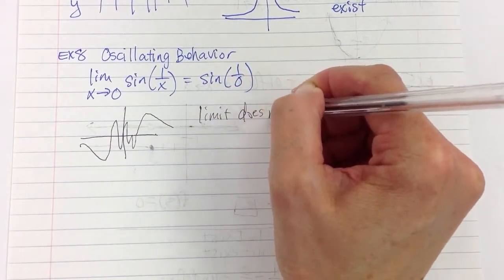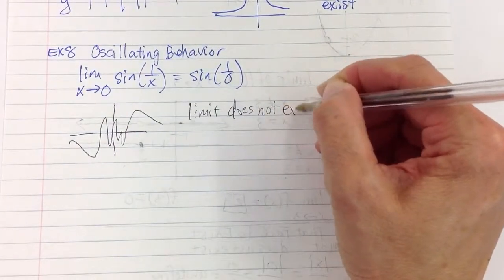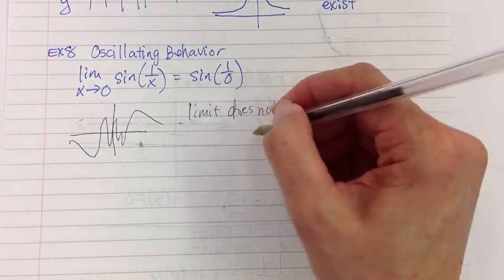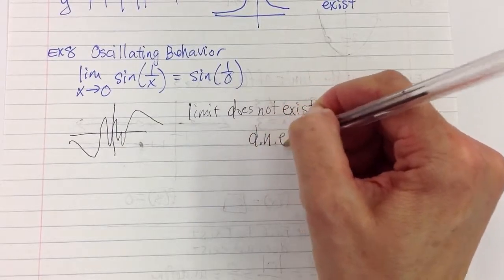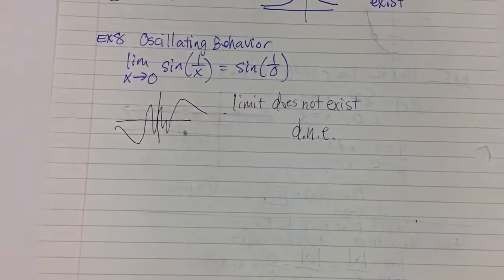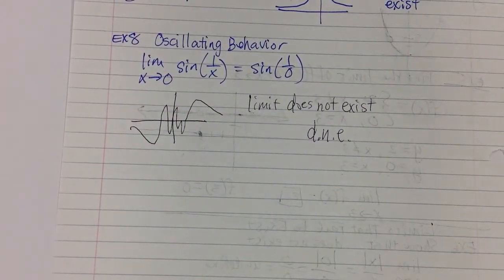does not exist. We use "does not exist" so much that we make an abbreviation for it. It's DNE. So if you want to write DNE on your homework, you can. We know that means it does not exist. Okay.